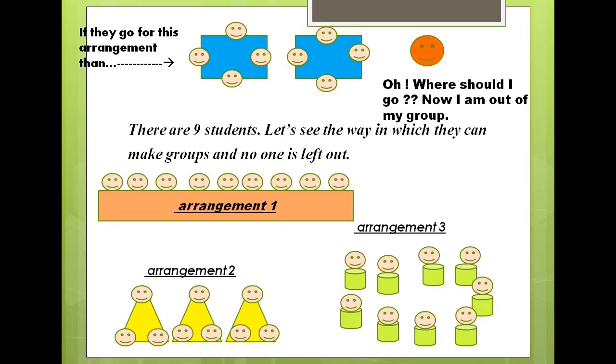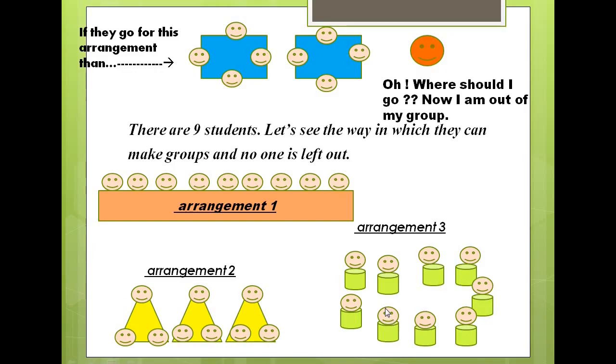3 in one group. So there are 3 groups, but nobody is left out. So the second arrangement also satisfies the condition. So here we can say, yes, 3 is also a factor of 9. Now here in the third arrangement, they all were standing alone and there were 9 groups forming.